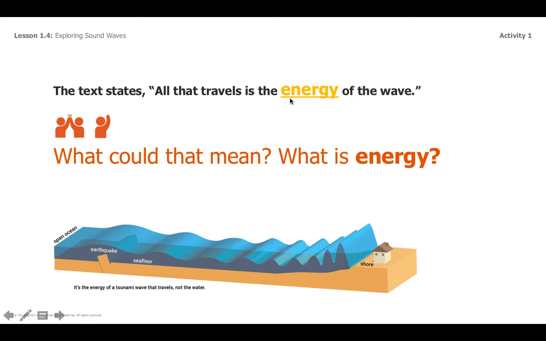So the word energy is very important. If I look here, I see that this is where the energy starts. The earthquake happens, it creates energy that gets more intense as it gets closer to the shore. So even though the waves aren't very tall out here, as they get closer to the shore, the energy causes them to get higher and higher, causing a tsunami.